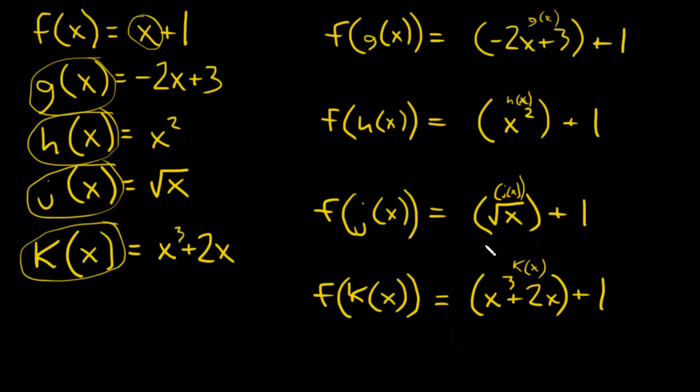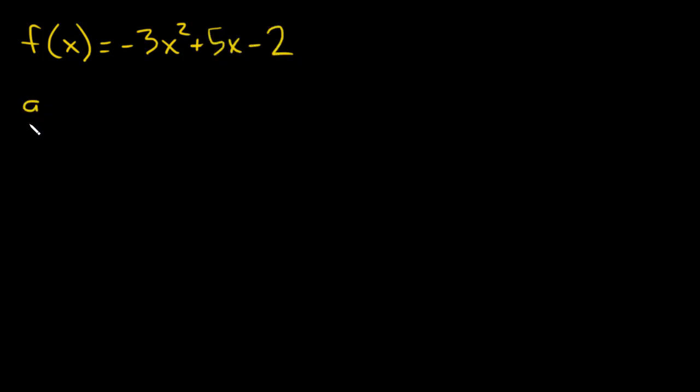So let's do another one, and we're going to make it just a tad bit more complicated. So I'm going to clear the screen. Alrighty, let's do f of x is equal to negative 3x squared plus 5x minus 2. G of x is going to be x plus 7.